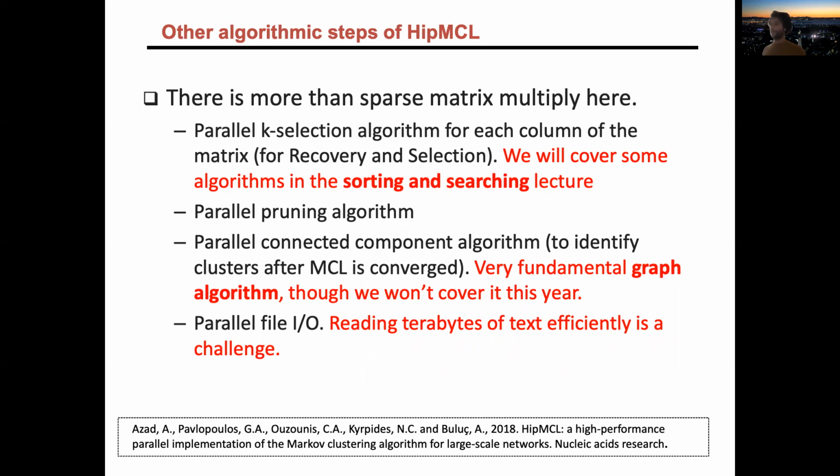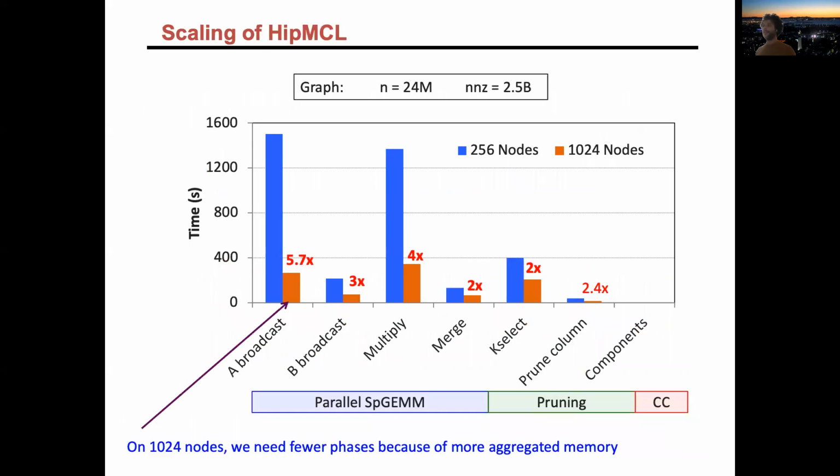Connected components are required to convert the output of the converged matrix into something that we can interpret. Even though connected components is a fundamental graph algorithm, we won't cover how to do it in parallel this year, but there'll be lots of other interesting aspects of graph computations that are going to be covered in the graph algorithms lecture. All right, if you care about scalability, this is how it works in practice.